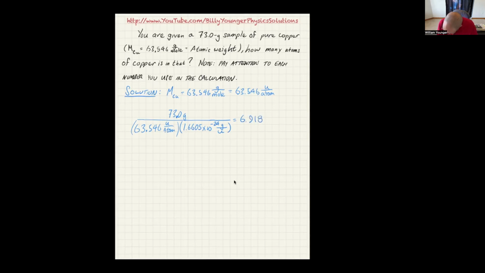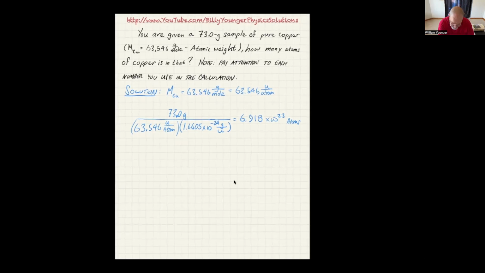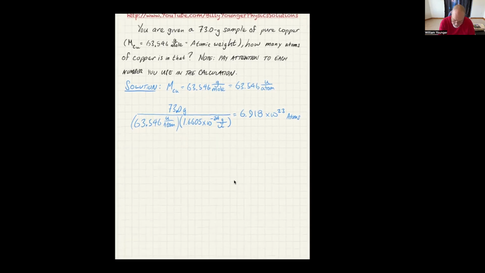And the answer is 6.918 times 10 to the 23rd atoms. So it seems that the 73.0 gram sample of copper, which we already know from the previous calculation is slightly larger than a mole, has slightly more than Avogadro's number of atoms. In fact, we can now use this to specify exactly what's happening. And actually, to specify another way of doing it, I could do this.